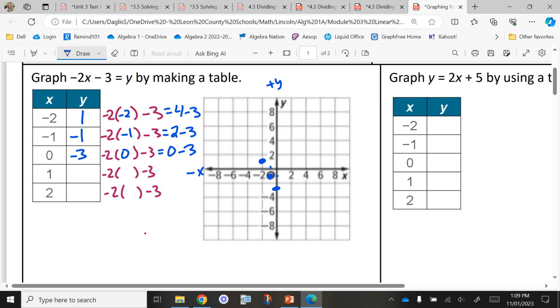All right, my next one, what are we going to plug in? 1. Good. What is negative 2 times 1? Negative 2. And what is negative 2 minus 3? Negative 5. My x is a positive 1, so now we're going over here, right? Positive 1. But we're going to go down 5.